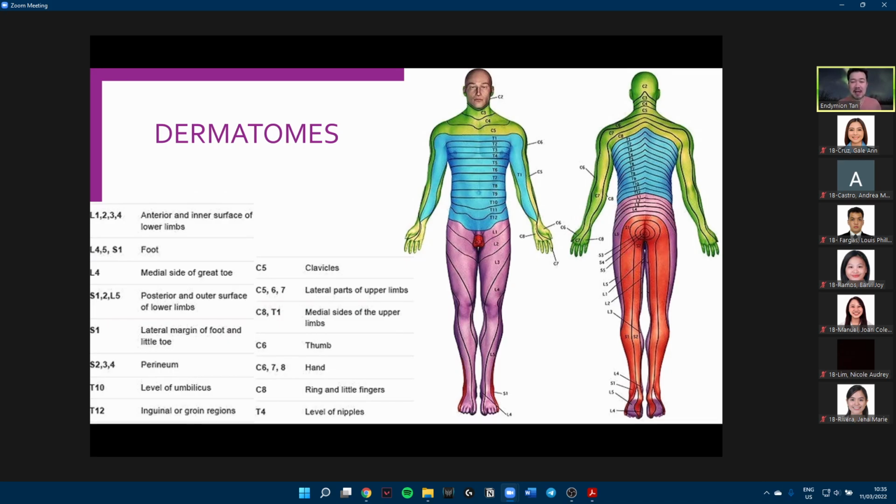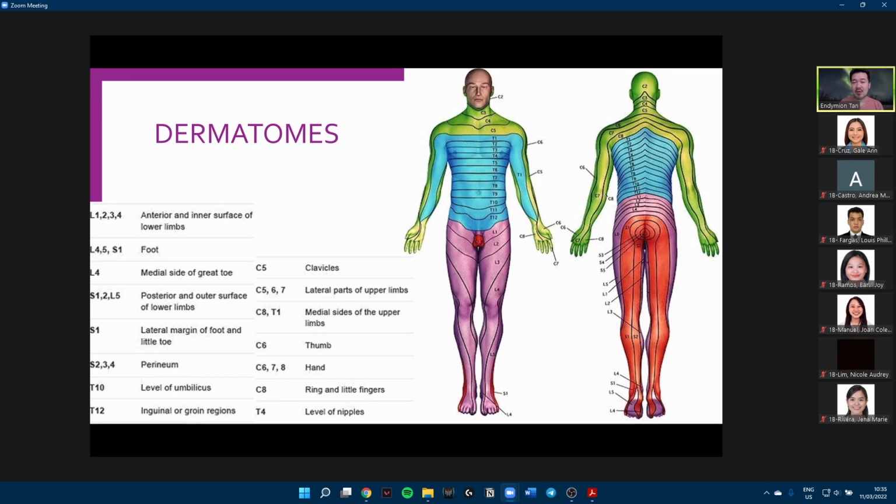T4 is the nipple line. T6 is the xiphoid process. T10 is the umbilicus. T12 is the inguinal area.